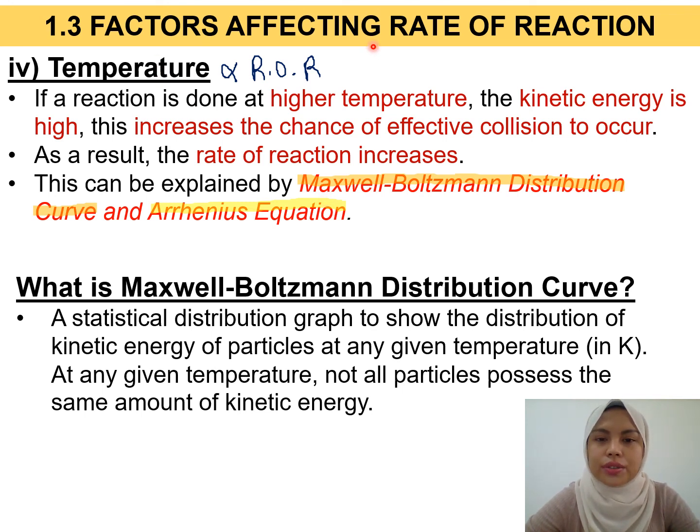Okay, so first of all, Miss nak terangkanlah pasal Maxwell-Boltzmann distribution curve yang menerangkan pasal faktor temperature yang affect the rate of reaction. Okay, so what is Maxwell-Boltzmann distribution curve? Okay, Maxwell-Boltzmann distribution curve ni ialah a statistical distribution graph yang akan tunjukkan distribution of kinetic energy of particles at any given temperature in Kelvin, and actually at any given temperature not all particles ada same amount of kinetic energy. So that's why kita kena buat Maxwell-Boltzmann distribution curve.